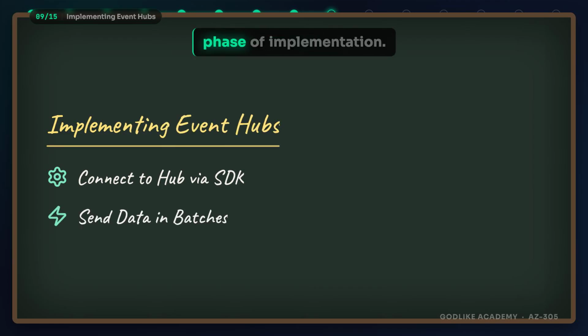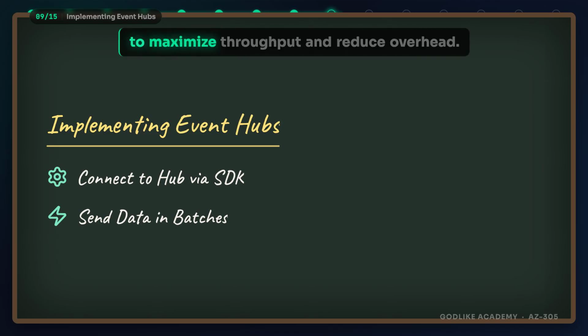Now we move to the next phase of implementation. First, we connect to the hub using the SDK and configure the connection string. Second, we send data in batches to maximize throughput and reduce overhead.